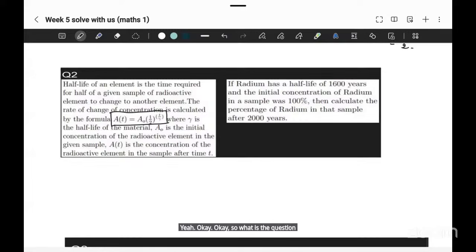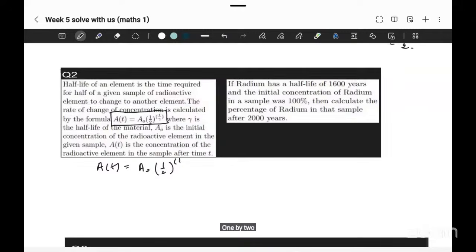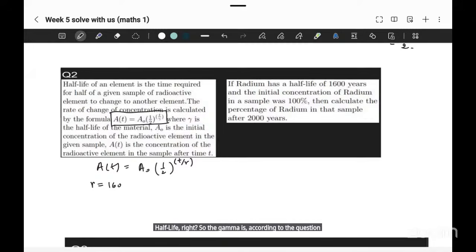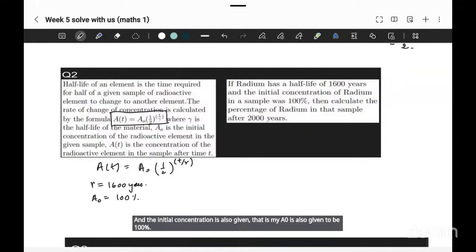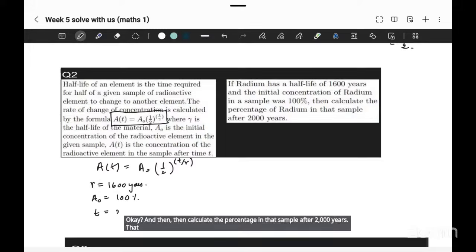So what is the question? We have been given a formula for the rate of change of concentration, which is A_t equals A naught times (1/2) raised to the power t by gamma. Now, according to the question, what values have they given? They have given us the gamma value, that is my half-life, right? So gamma is 1600 years. The initial concentration A naught is given to be 100%. And we need to calculate the percentage in that sample after 2000 years. That means the t value is 2000 years.